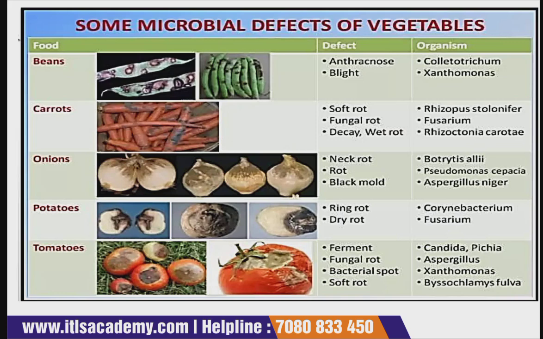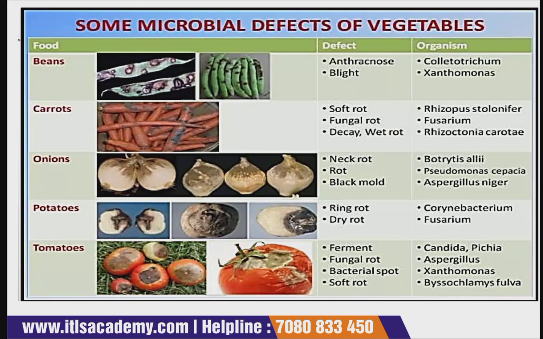And the last is your tomatoes. The skin of the tomatoes gets spoiled because of different types of Aspergillus, Xanthomonas species and Candida species, which cause spoilage or defects, for example fermentation, fungal rot, bacterial spot, and soft rot. So these are certain types of defects that occur in different types of vegetables.